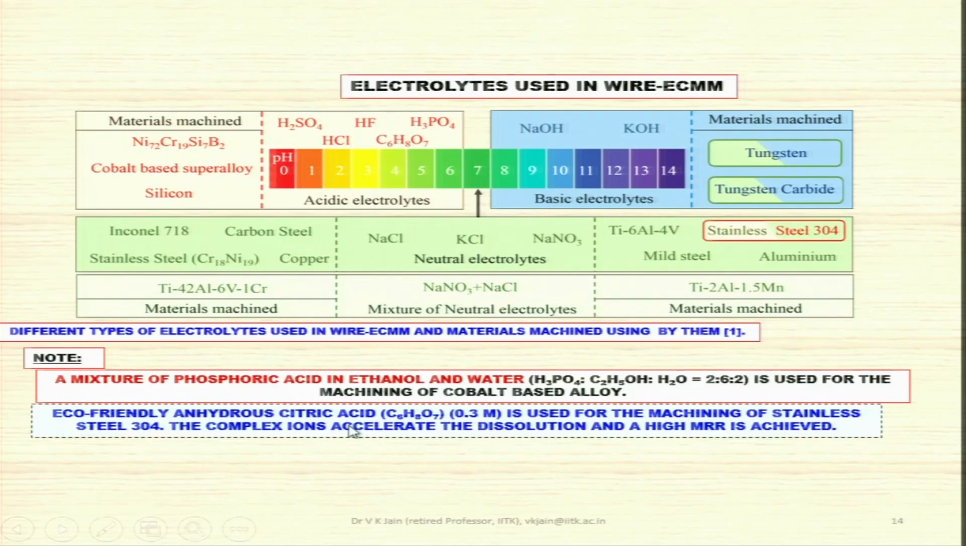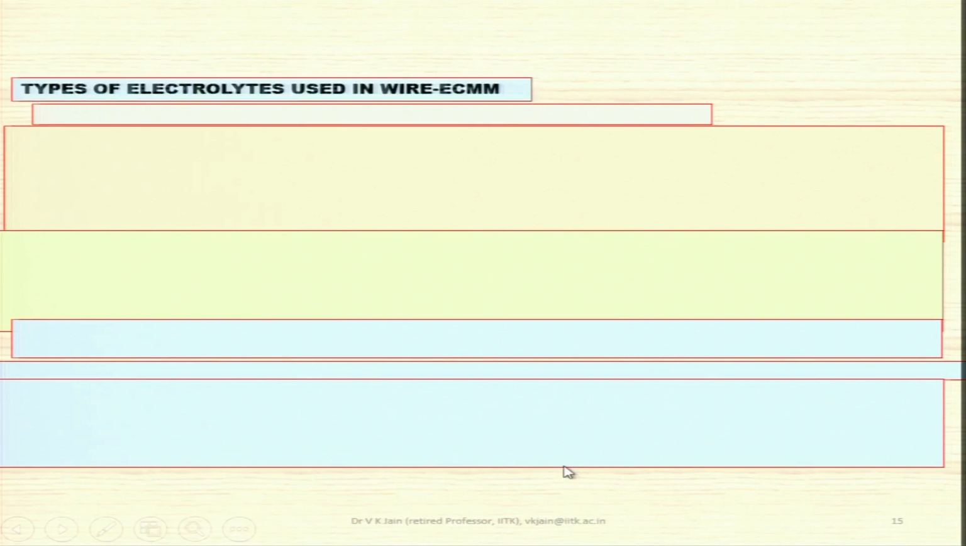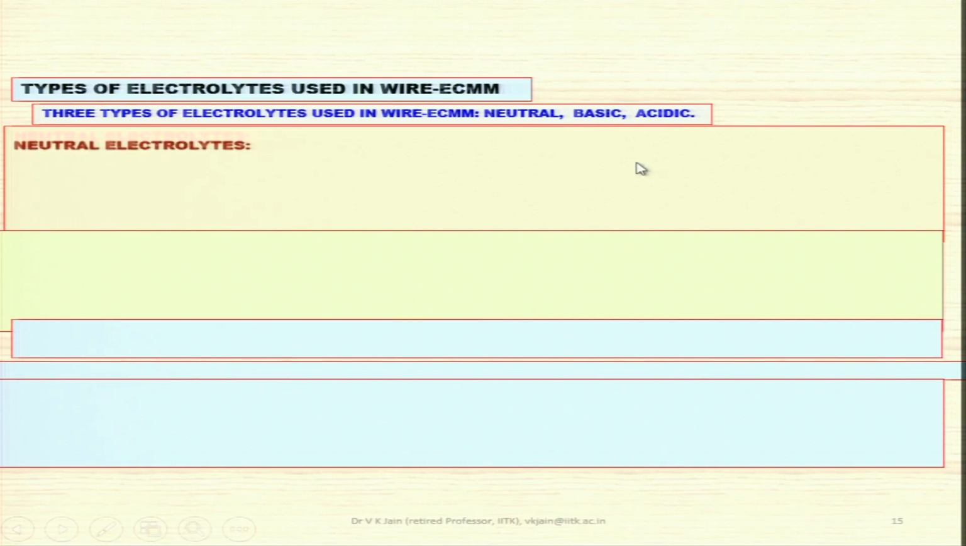Eco-friendly anhydrous citric acid is used for the machining of stainless steel 304. The complex ions accelerate the dissolution and a high material removal rate is achieved. Types of electrolytes used in wire ECMM continues. The three types of electrolytes used in wire ECMM we have already seen in the earlier slide: neutral, basic, acidic.